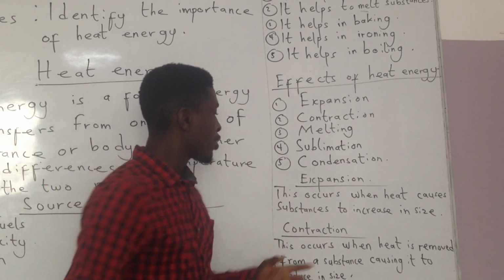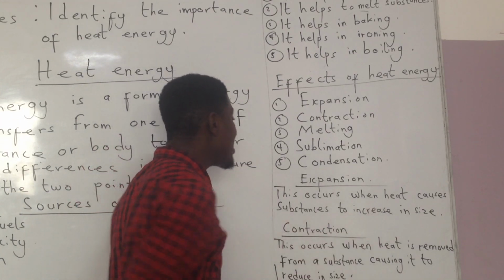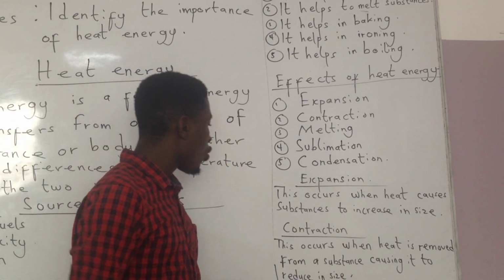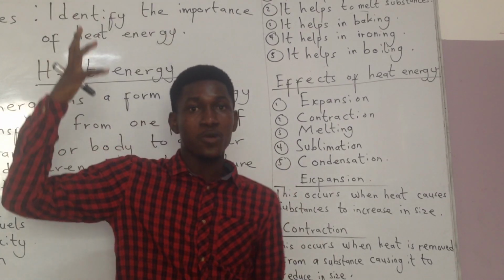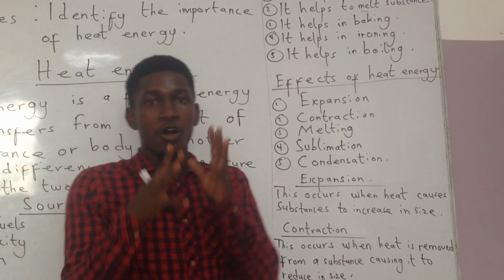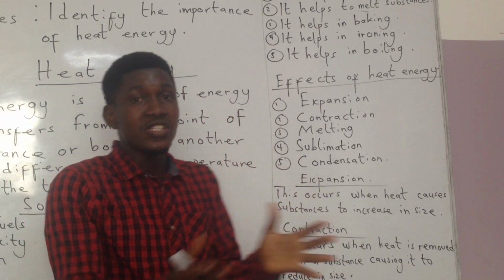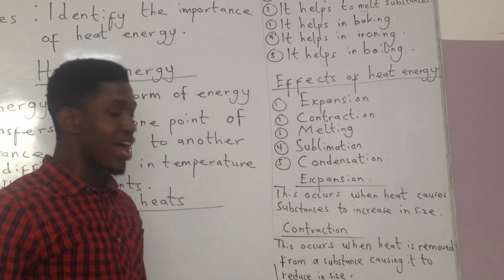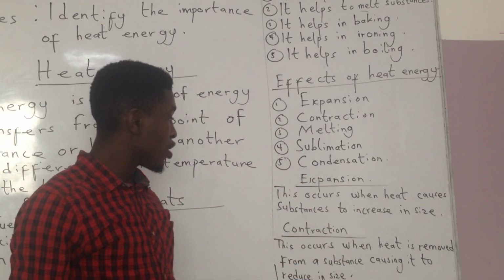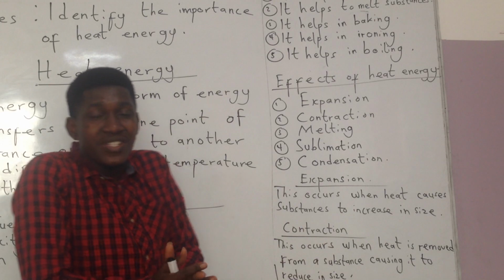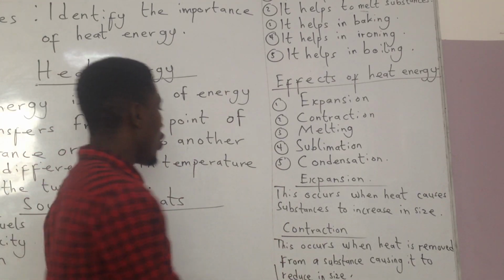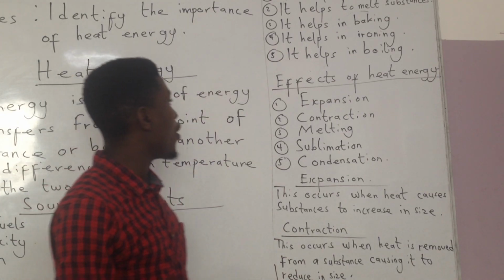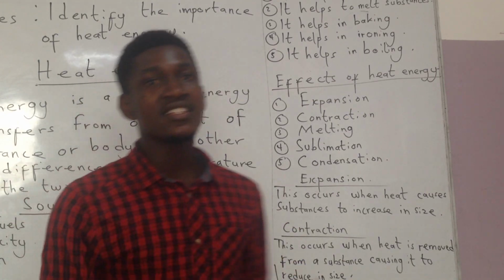The next one, contraction. This is when heat is removed from a substance, causing it to reduce in size. Okay, when heat is removed from a substance and causes it to reduce in size, become smaller, it is called contraction. So contraction is one of the effects of heat energy.